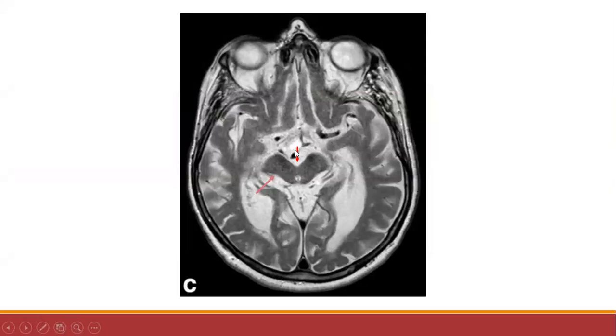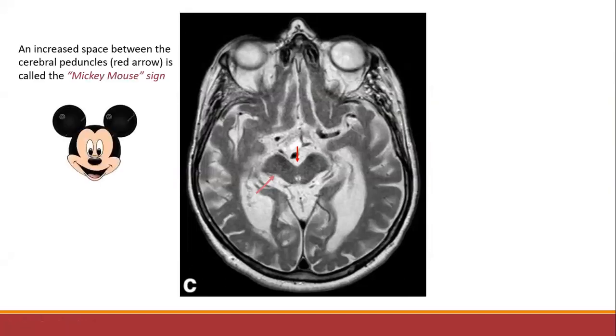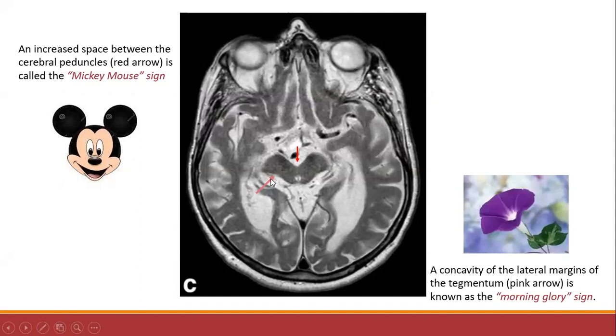Okay, so this is tegmental atrophy. So this is Mickey Mouse sign, and this is, like you said, tegmental atrophy, which is leading to morning glory sign. So the increased space between the cerebral peduncles, that is what this red arrow is showing. This is called the Mickey Mouse sign. And you have a concavity of the lateral margin of the tegmentum. And this is known as the morning glory sign.